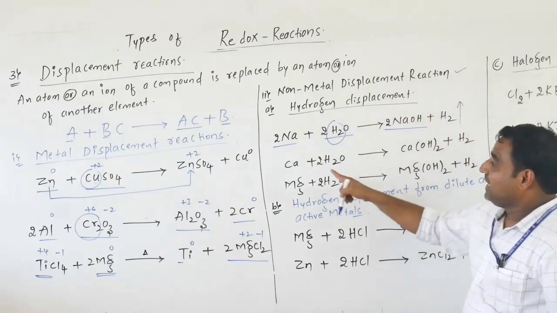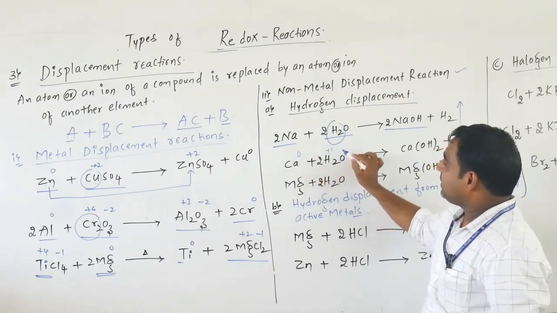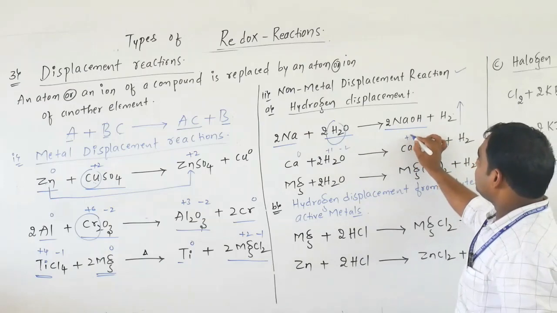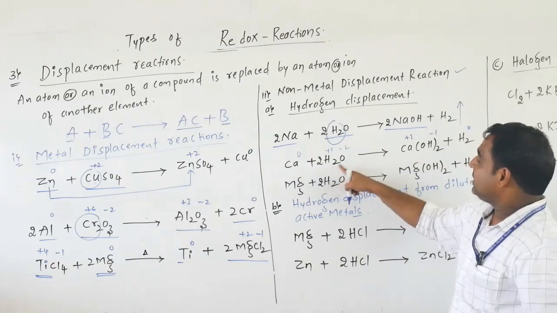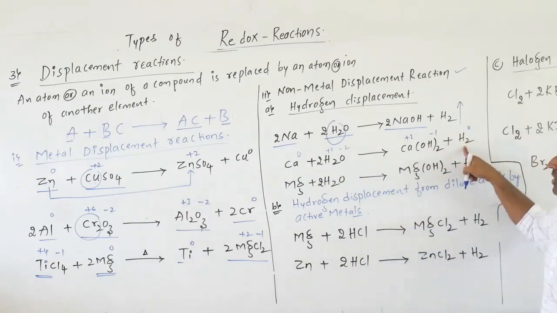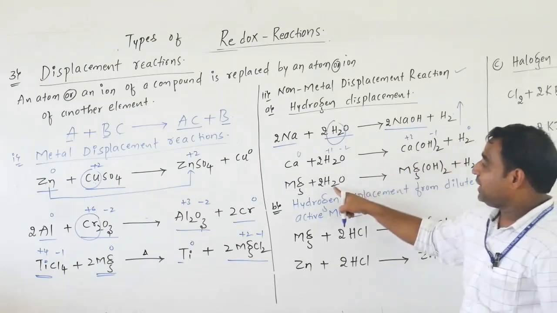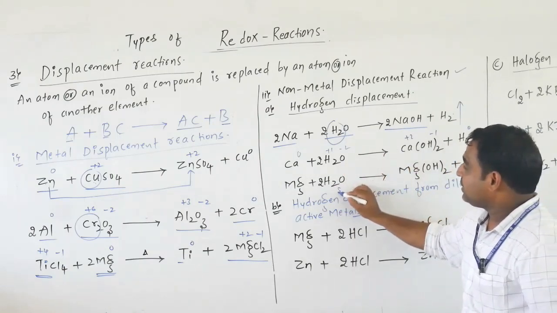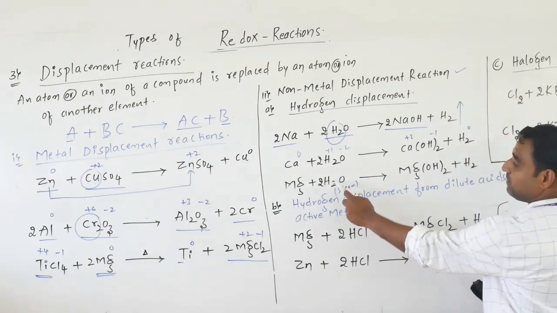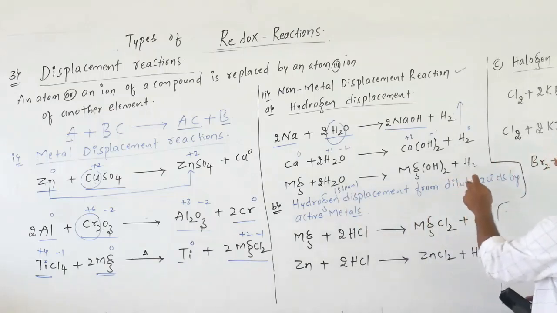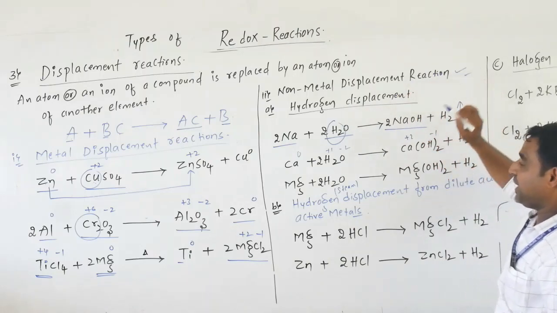Hydrogen is a non-metal. Calcium reacts with the H2O. So here it is 0, here it is +1, -2, +2, now it is -1, it is 0. Here hydrogen is replaced from the H2O. So non-metal hydrogen is replaced. Here magnesium, H2. So in case of steam, magnesium, an active metal, reacts with the steam like H2O, hydrogen is replaced. So this type of reactions are called non-metal displacement reactions.